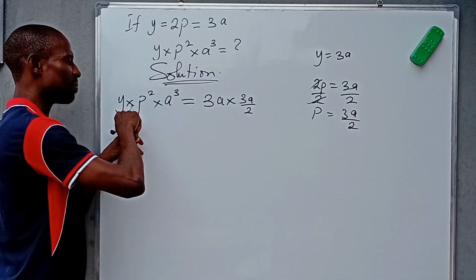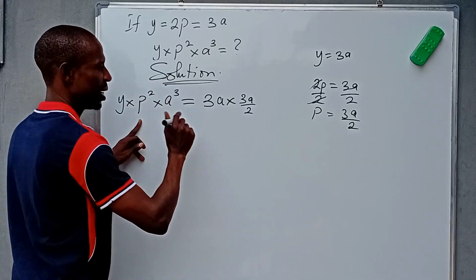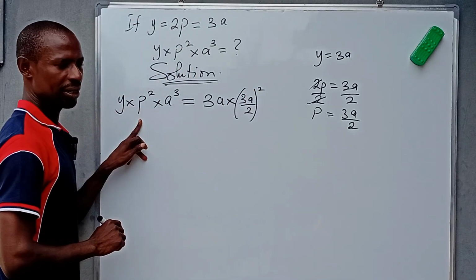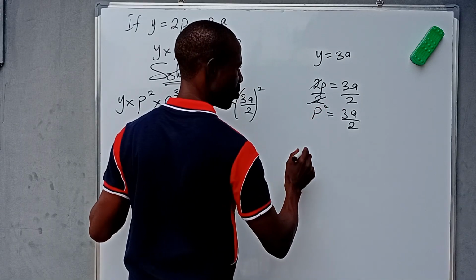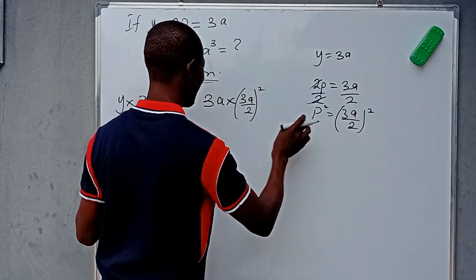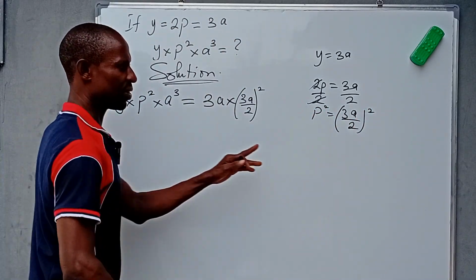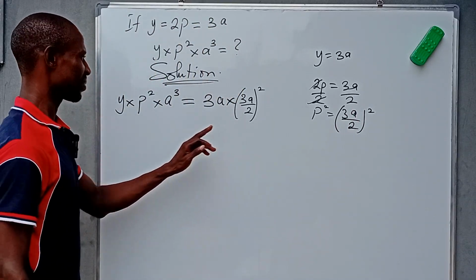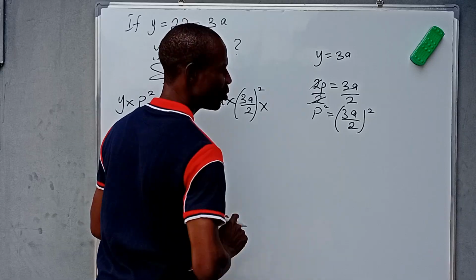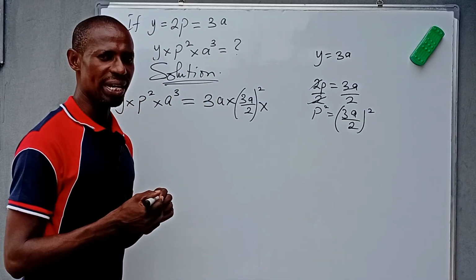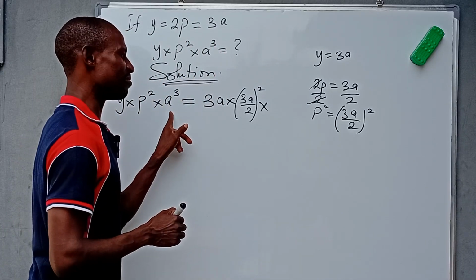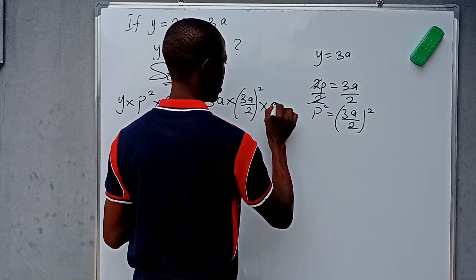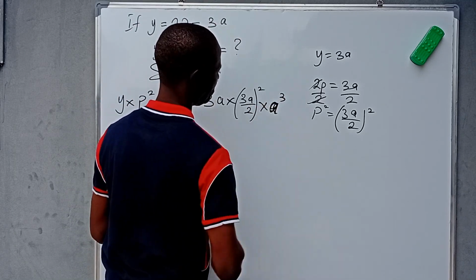But the p I'm having here is raised to power 2. And so I'm going to raise the whole of this expression to power 2. Because if I square this, I will equally square this, which is the p squared I have here. It's equivalent to 3a all over 2 squared, and that's what I have here, times, mind you, we are converting everything to a. And so here I have my a to the power of 3. So this remains a to the power of 3.